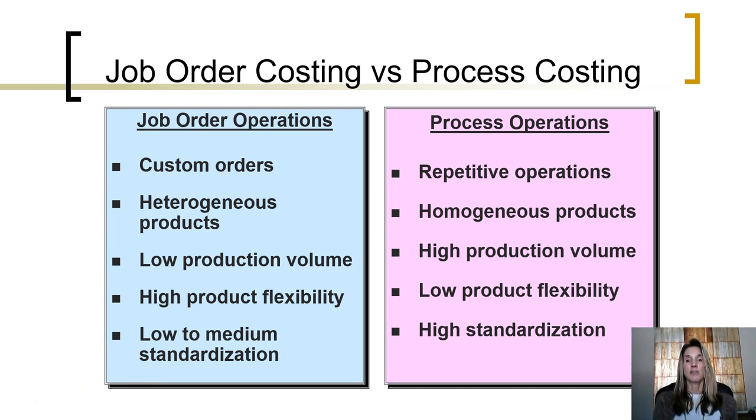But when we're dealing with inventory that is produced in an environment with repetitive operations, products that all look alike, a high volume of production, most products are just like the other. There's not much flexibility because they're highly standardized. Instead, we have to use a process operation costing system.